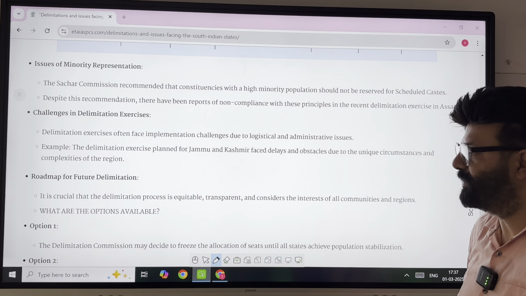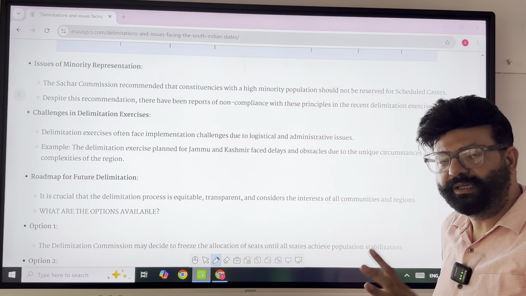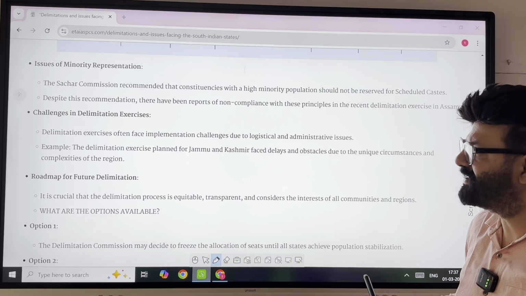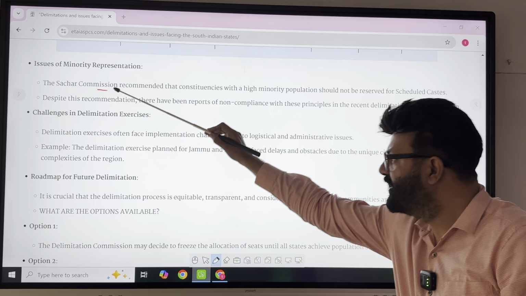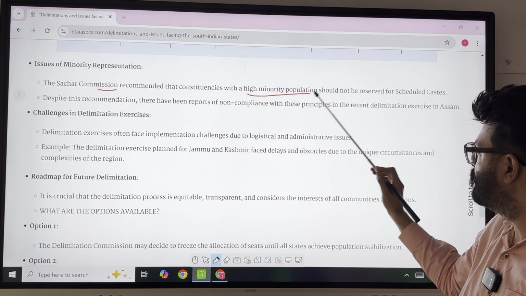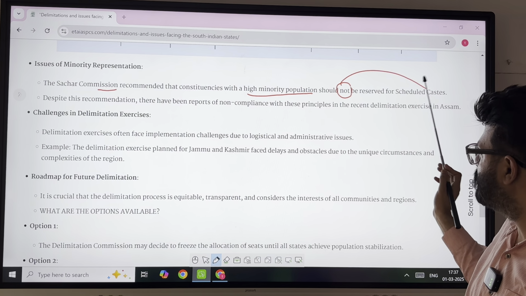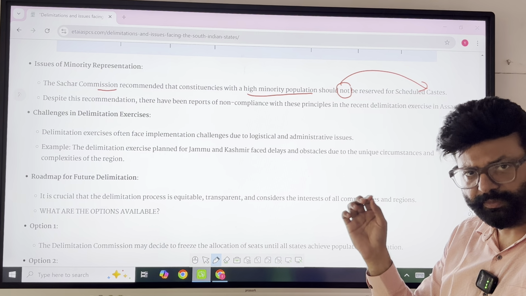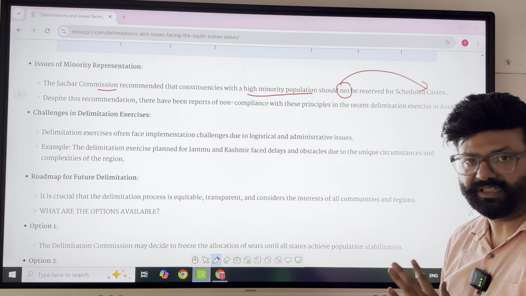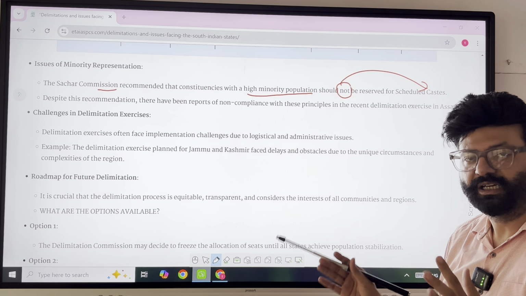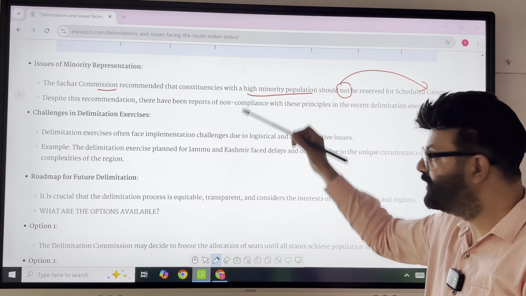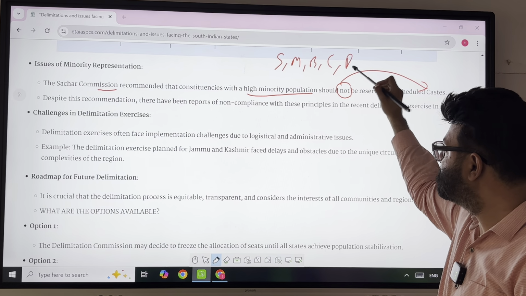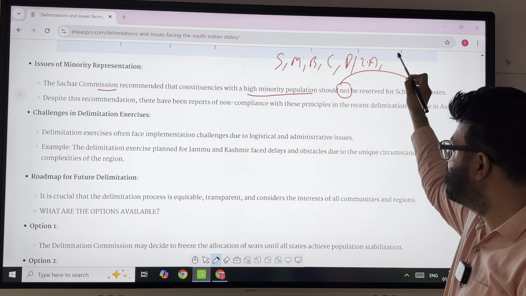Issue of minority representation. Now you know minority representation has increased manifold after delimitation, but the Sachar Committee has recommended that where there is a high minority population, the seat should not be reserved for scheduled castes. So if there is a constituency where the minority population is more, who are minorities? The Constitution does not define minorities, but other than Hindus, they are Sikhs, Muslims, Buddhists, Christians, Parsis or Zoroastrians, as well as Jains.